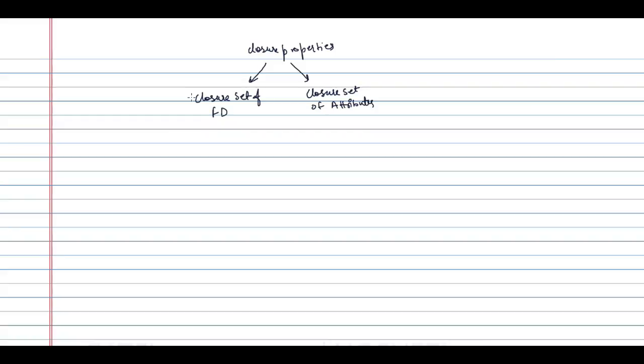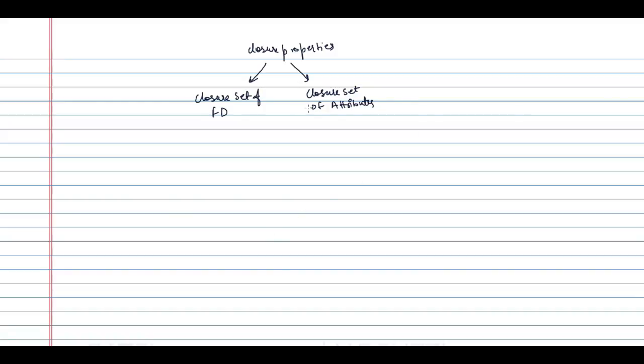So when we discuss the closure set of functional dependencies, that means given some functional dependencies, we are trying to determine what are the additional functional dependencies which can occur due to these given set of functional dependencies. And when we are studying the closure set of attributes, that means given some set of attributes that can be determined by using a given set of functional dependencies. So we'll try to find new attributes which can also be defined using those given set of functional dependencies.